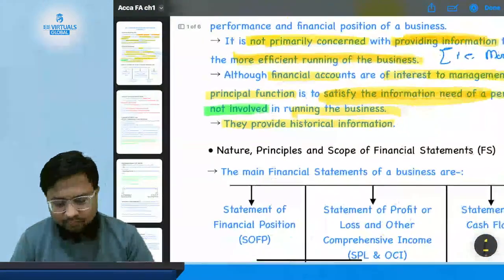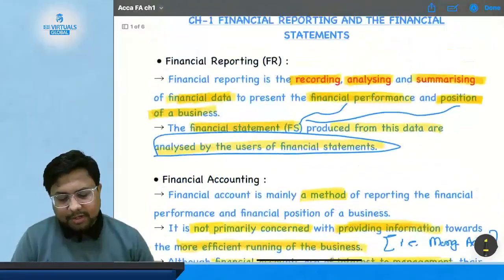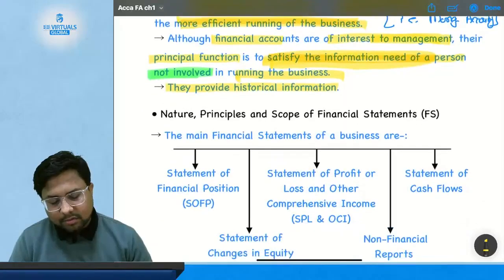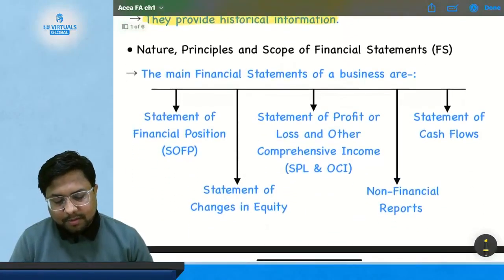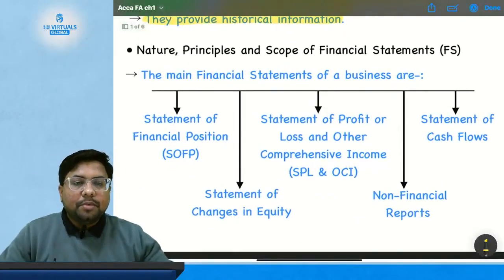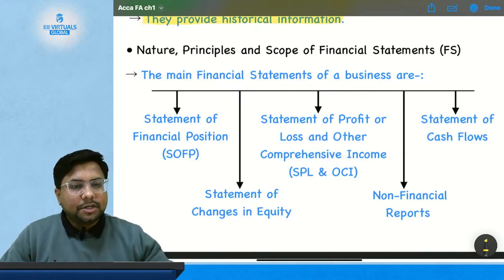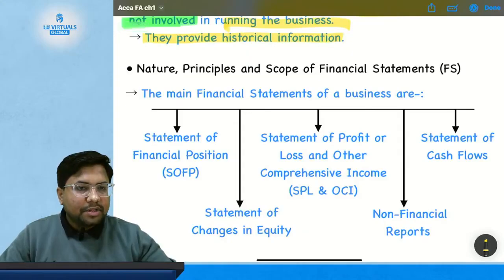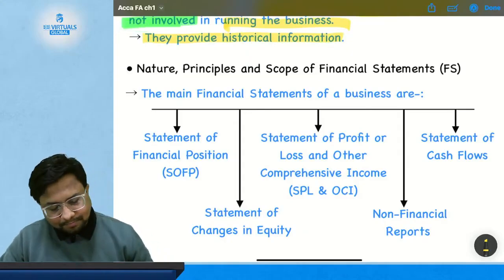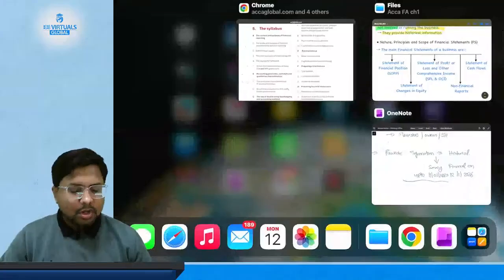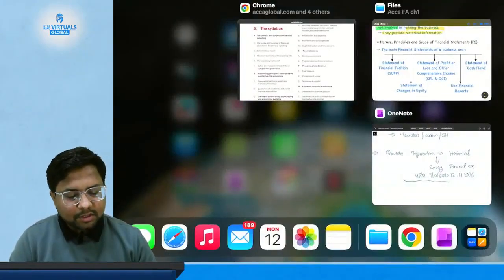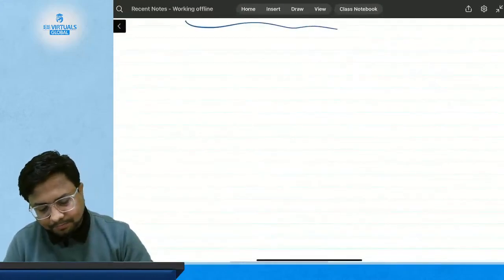Okay, so we have studied what financial reporting is and what financial accounting is. Now comes the most important part, the nature, principle and scope of financial statements. What we are going to study is the nature, principle and scope of financial statements. Now, what are financial statements? We need to understand what financial statements are.